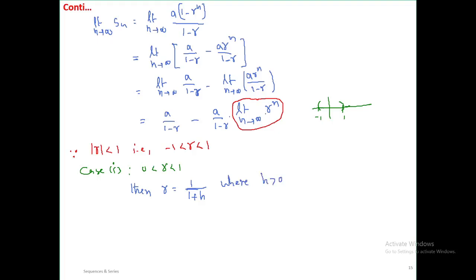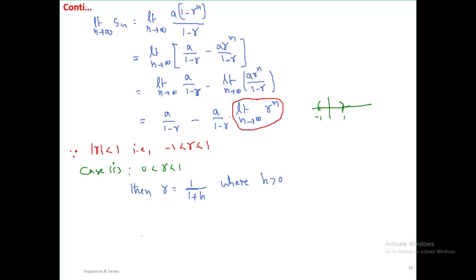Actually this value is directly 0, I can say, but I have not given the proof in sequences, so I am proving it here. I need to prove this value if r is between minus 1 and plus 1. Where h is positive, you take any number instead of h. So this number is always more than 0 and less than 1. Therefore, the number is of the form 1 by 1 plus h if r lies between 0 and 1. So the number can be expressed like this, 1 by 1 plus h.